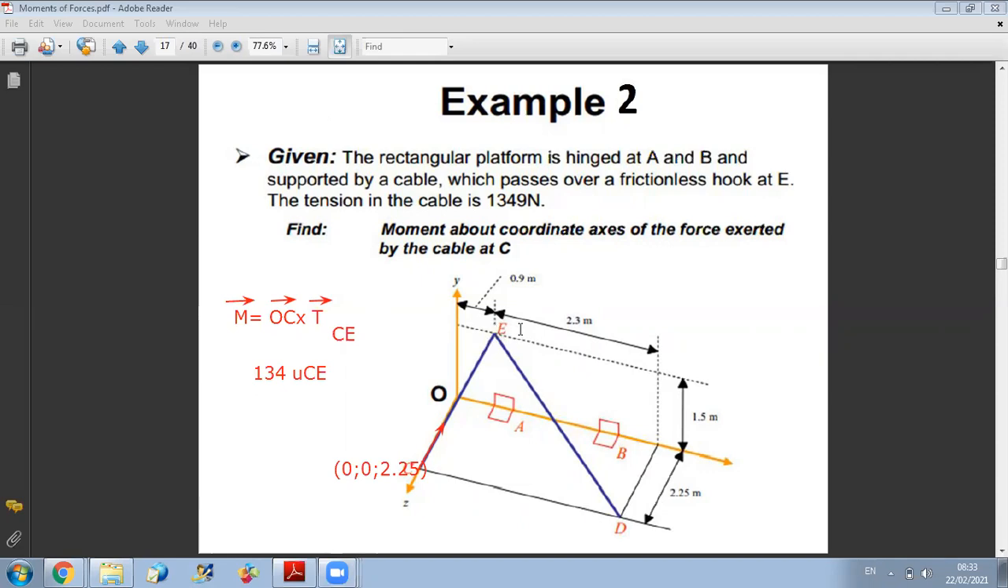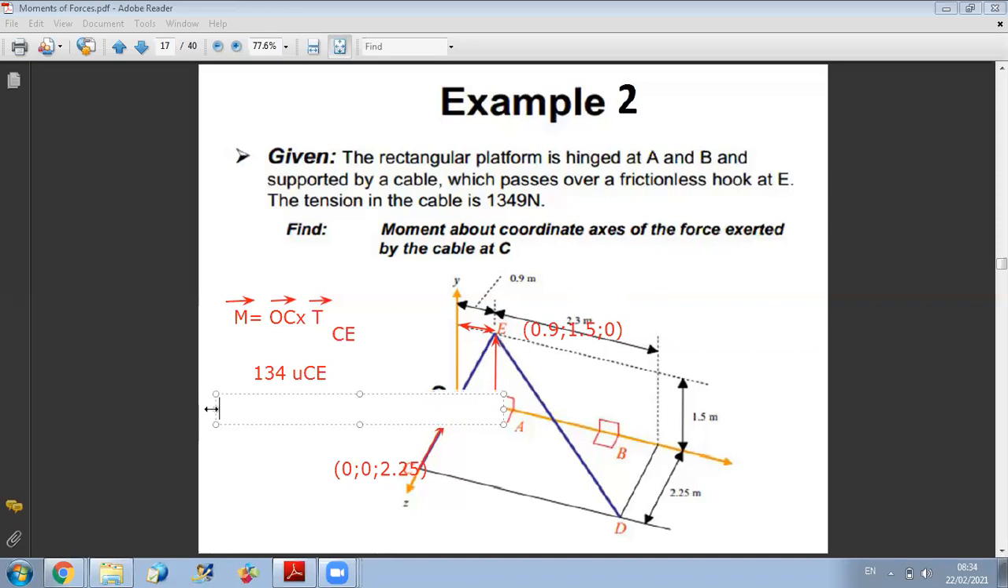Okay? And in order to find the unit vector of CE, I need the coordinates of C and the coordinates of E. So if I look at my figure here, to find the coordinates of E, what do I have? I have first along X, it's 0.9. I have along Y, it is 1.5. And no component along Z. So I can put here 0.9, 1.5, and 0. And in this way, I am done with the coordinates of E.